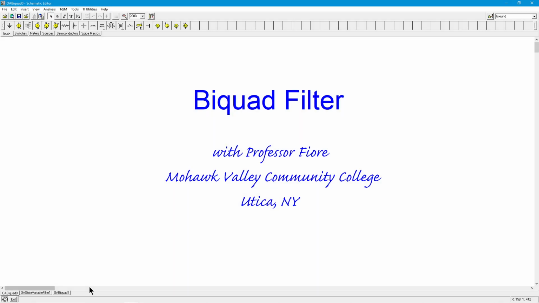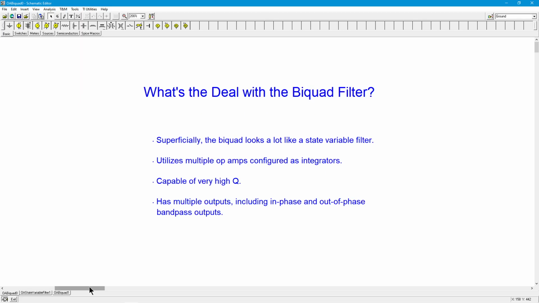Today's topic, biquad filter. The crowd goes crazy. What's the deal with the biquad filter? What is it? Well, if you take a look at the schematic, it would be understandable if you confused it with a state variable filter. It looks a lot like a state variable filter.